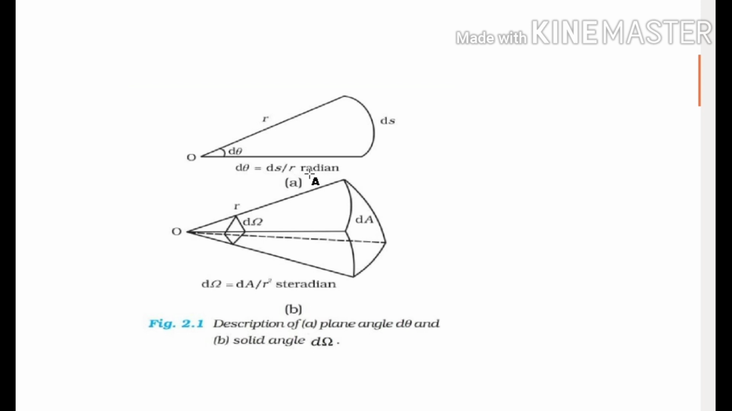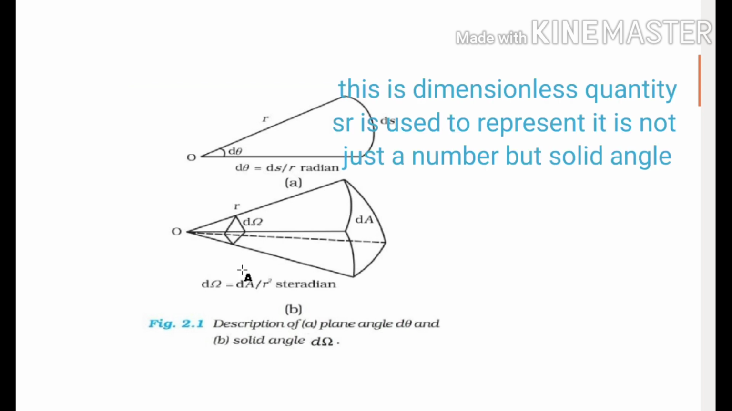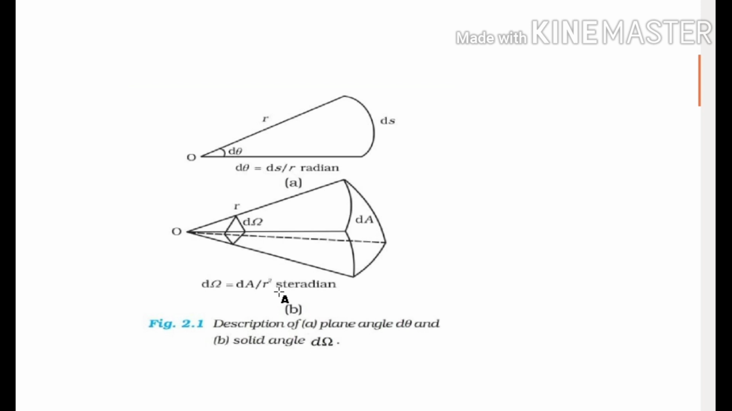Understand? Okay, now what about the solid angle? The solid angle is represented by d omega, and this equals dA upon r square, and it is represented in steradian. Again there will be no unit because area divided by r square, the dimensional formula of area is L square, and r square again is L square, so there will be no unit. And to indicate that this is a solid angle, we use steradian.